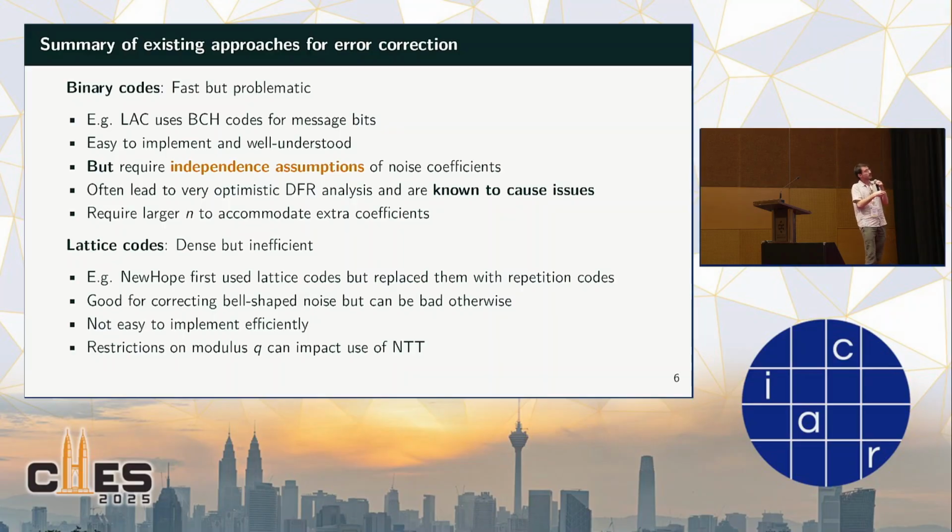So the other approach, which I described in the last slide, is to use lattice codes, which are denser but somewhat inefficient. Also, the decoding is much more difficult, or less natural, than for BCH codes or other efficient binary codes.